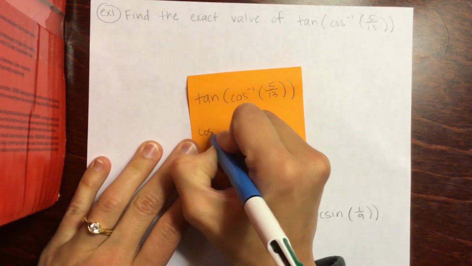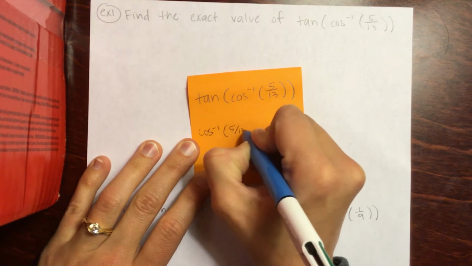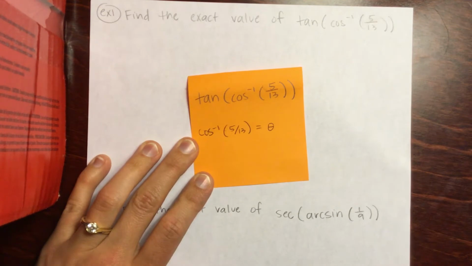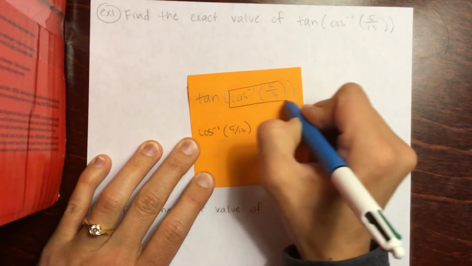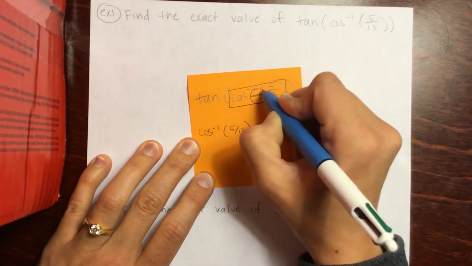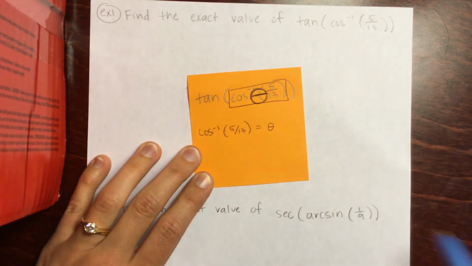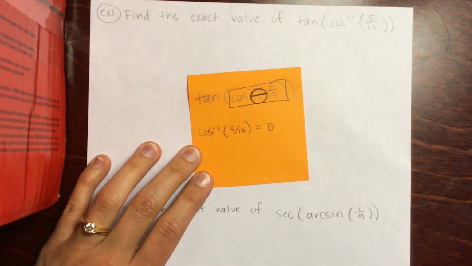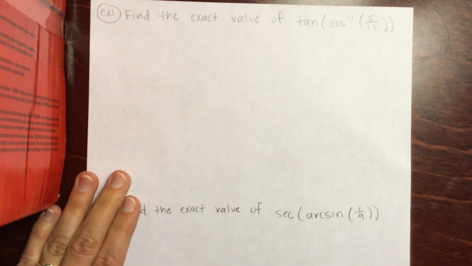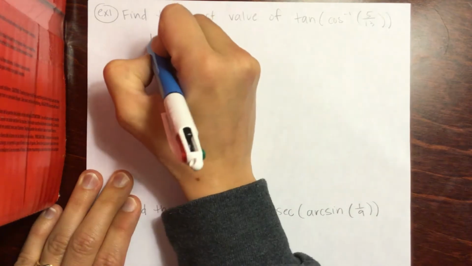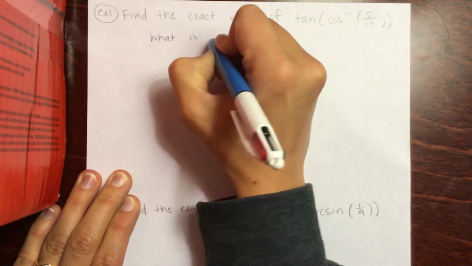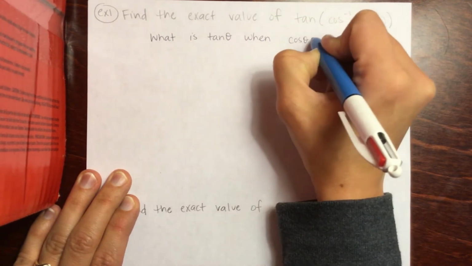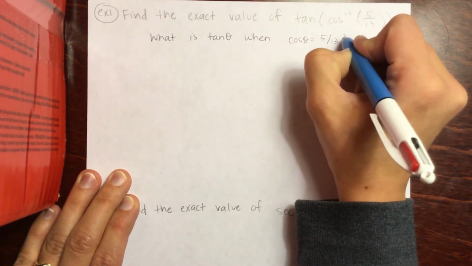Remember, inverse cosine is saying, hey, I'm giving you the cosine fraction. You tell me the angle. You tell me the theta value. So we can replace all of this with our theta once we figure out what our theta is. And tangent of theta is saying, hey, I'm giving you this angle. Now you give me the tangent fraction. Another way for you to word this is say, what is tangent theta when cosine theta equals 5/13?